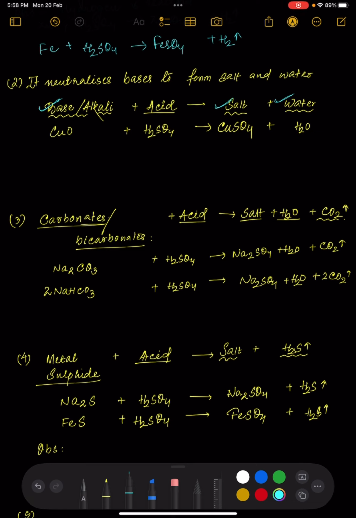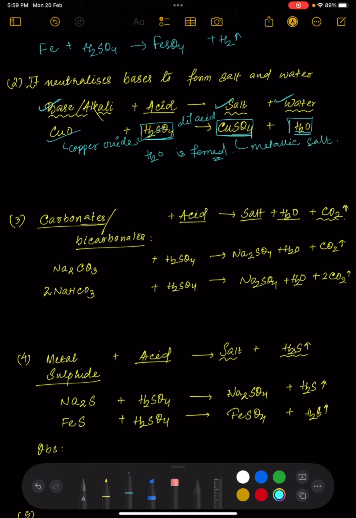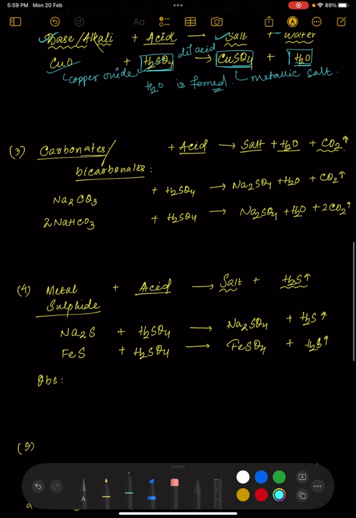So here we take a base, or metallic oxide, CuO, that is copper oxide. When we react it with acids, we always take dilute acid. So what will be formed? A salt and water, as a base is reacting with an acid, so CuSO4 and H2O are formed. Observation: H2O is formed, and a metallic salt. The name of this salt should be mentioned wherever asked in exams.